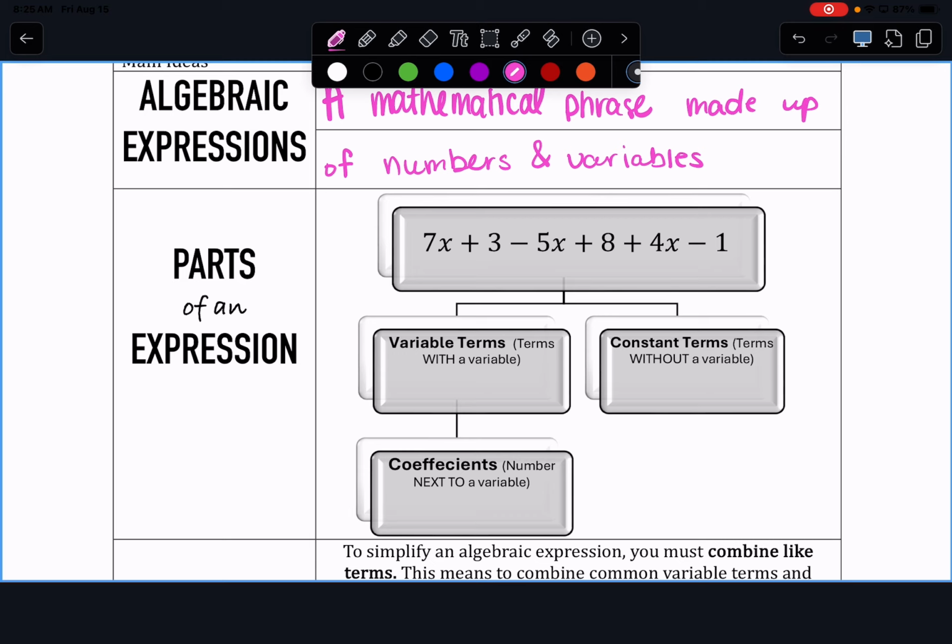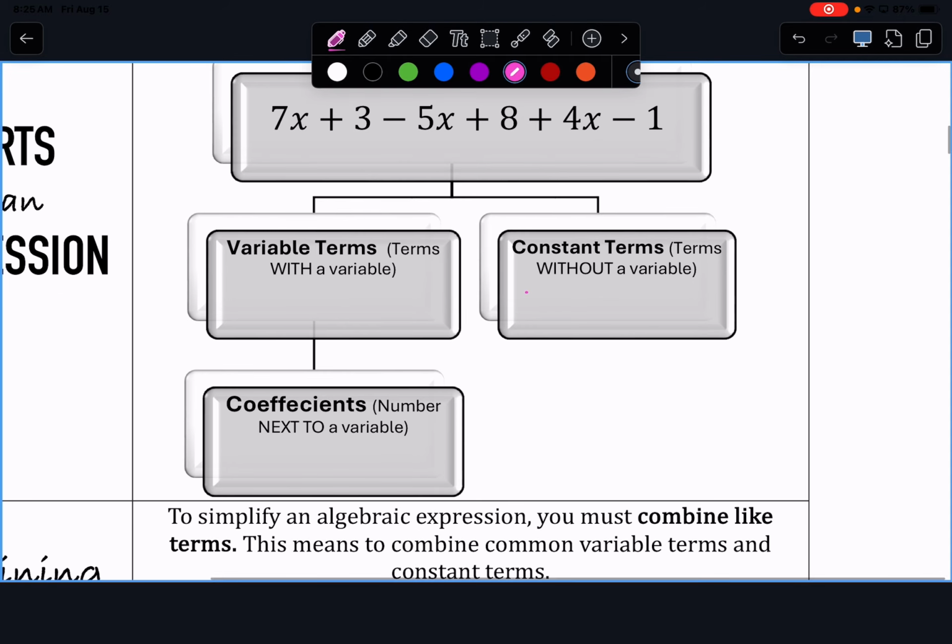Which of those are constants? What are the constant terms? 3. 3, what else? 8. And? 3, 8, and negative 1. And we know they're constant terms because they do not have a variable with them. Okay? Now, our variable terms are just that. They are terms with our variable.